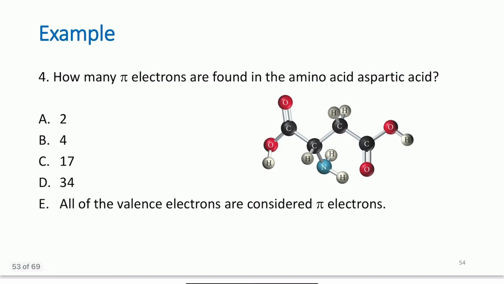How many pi electrons are found in the amino acid aspartic acid? Remember, pi electrons come into play whenever we have a double bond. So I've got a double bond here. I've got a double bond here. There's 2 pi electrons here. There's 2 pi electrons here, which means in total I have 4 pi electrons.